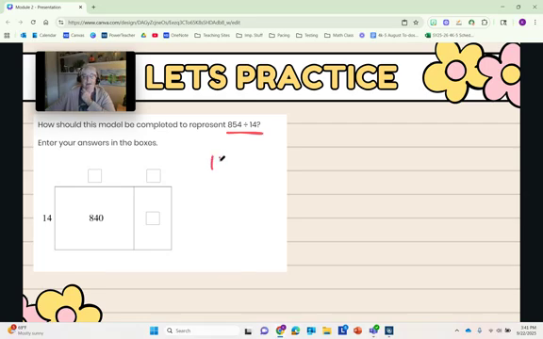Remember, it's a puzzle. 14 times 10 is 140. 14 times 20 is 280. Let me start with 14 times 50, because remember, we're dealing with multiples of 10 here: 10, 20, 30, 40, 50. Let's see what that gives us. 4 times 5 is 20 plus 2 more. That would be 7, and put my 0 back. 700.